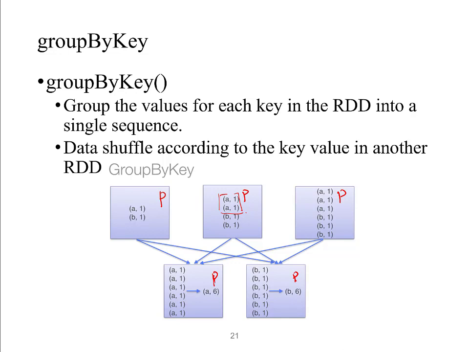Sorry, group by key will return a single sequence. So this is not the output of group by key, but these are the output of group by key. So basically it will output a sequence where the key is A and the value is a sequence which is 6 ones, and the same for B. Right.